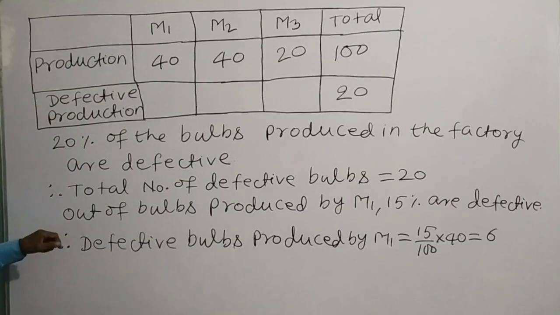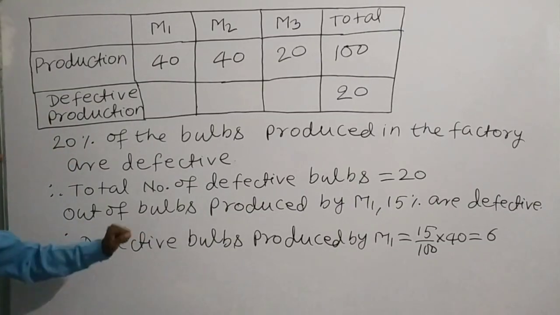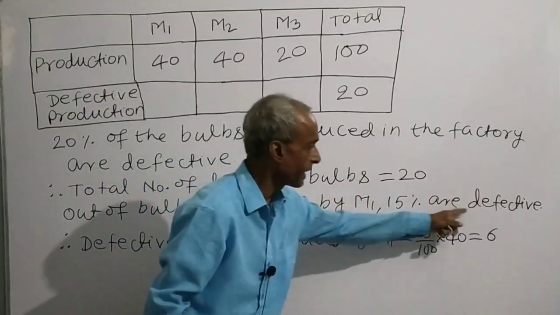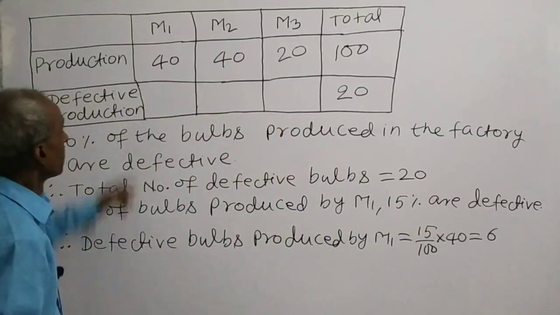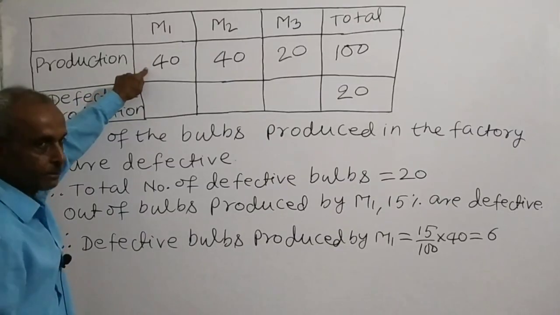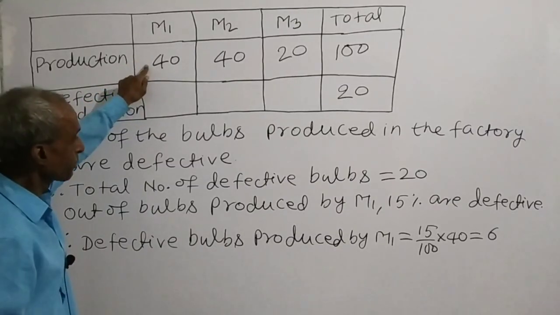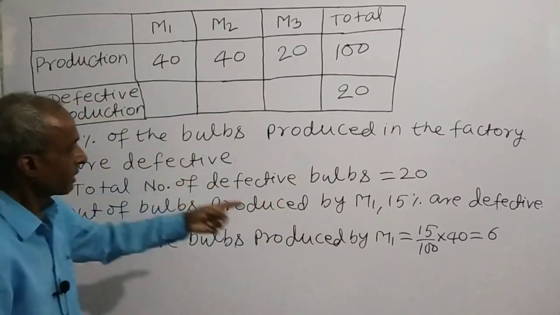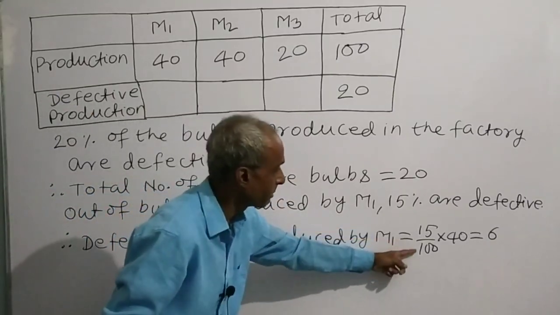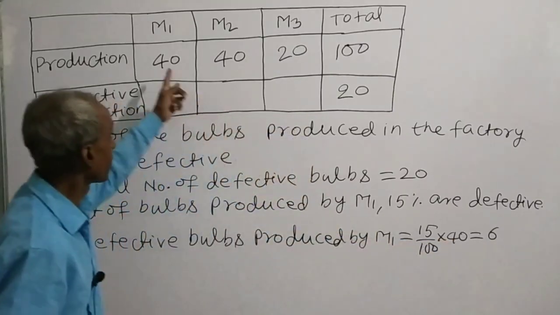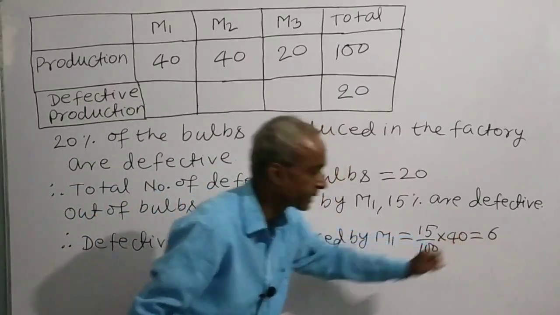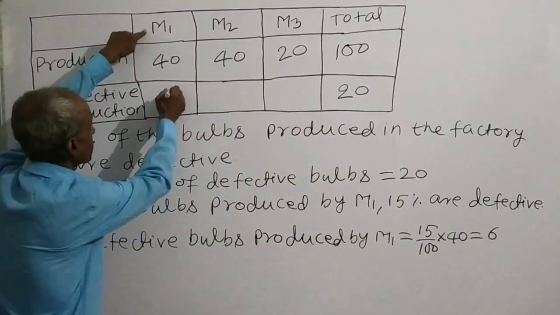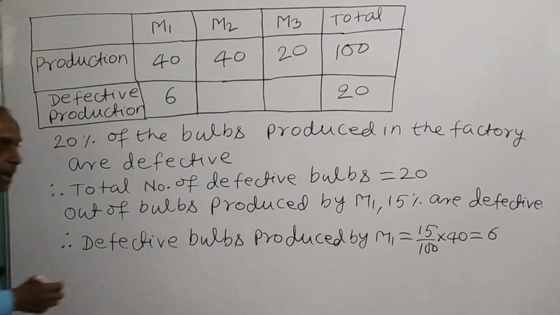Now it is given in the question that out of bulbs produced by M1, 15% are defective. M1 produces 40 bulbs. Out of these 40, 15% are defective. That means 15 by 100 times 40 is equal to 6. That means M1 produces 6 defective bulbs.